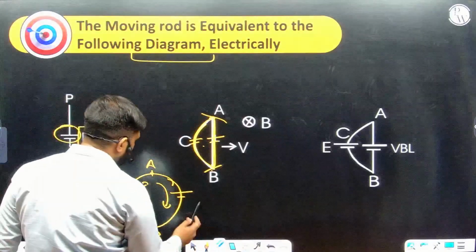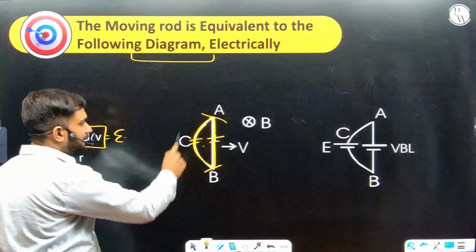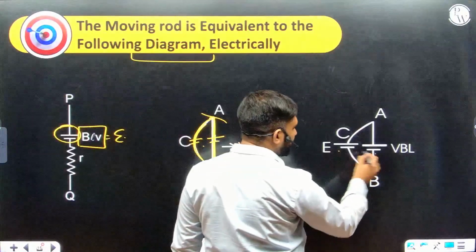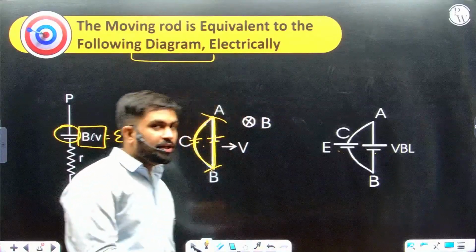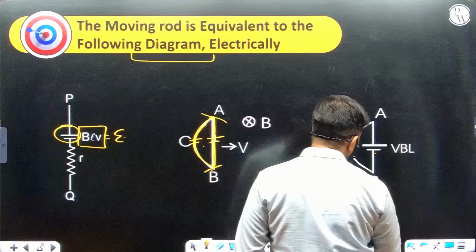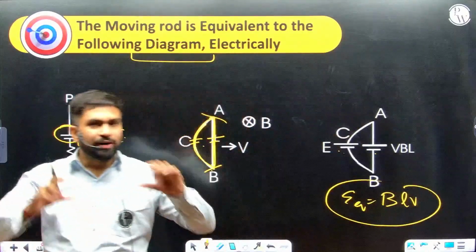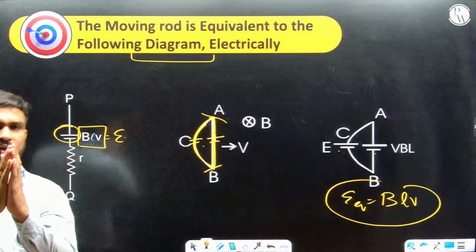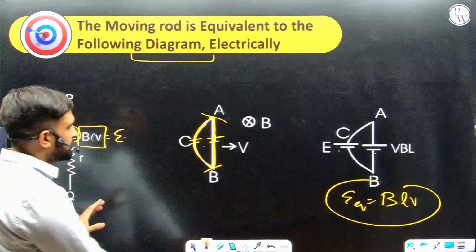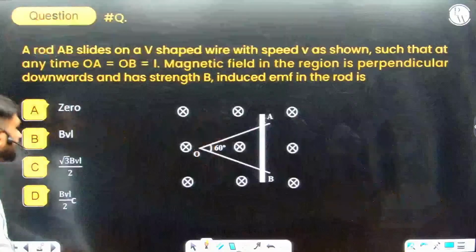But across the diametrically opposite points A and B, we have the EMF, and it will be the same, because if we connect two batteries in parallel, the EMF will be the same as just one of the batteries. So here also the equivalent EMF will be BLV. Remember this part: if two wires are connected parallel to each other and they both are moving, then the induced EMF will be the same as just one of them.